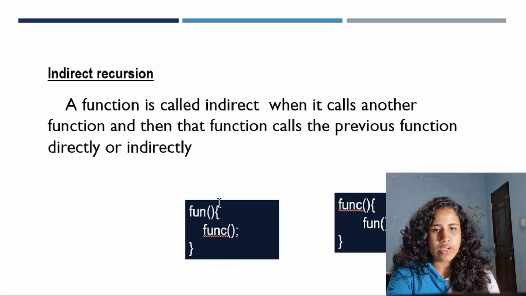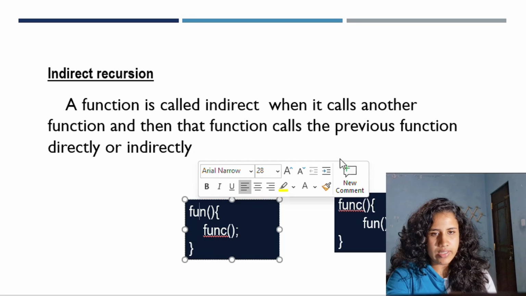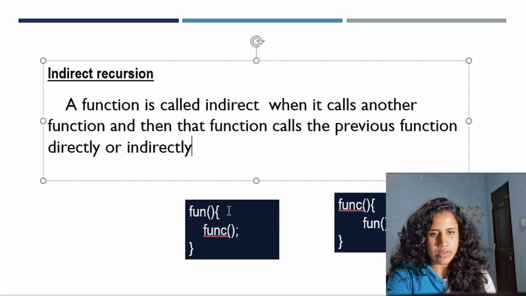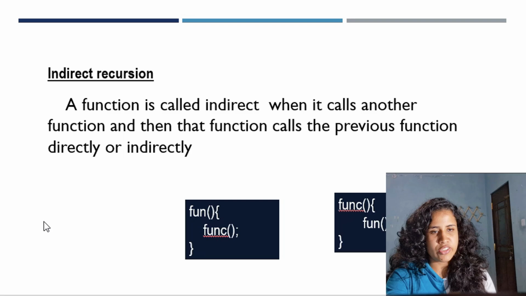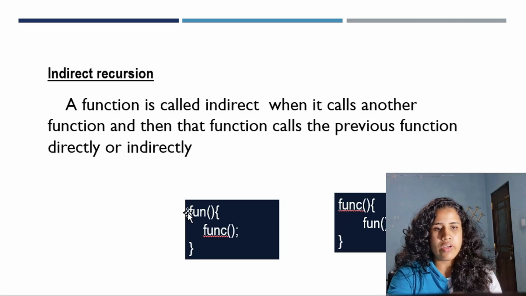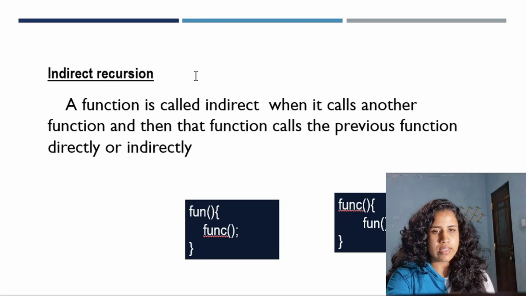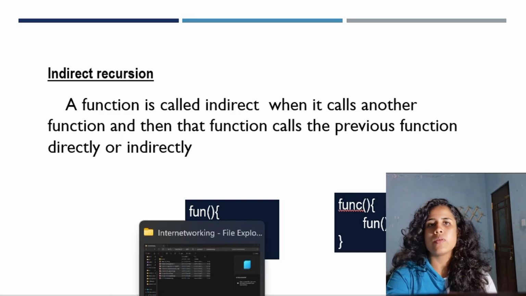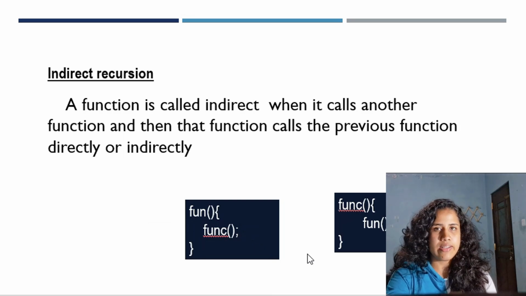Here there is a function fun. Inside that function there is a function func to be called, and inside the func body, the fun function will be called. So you can see that the function fun will be repeatedly executed indirectly. So this does recursion, but indirectly.